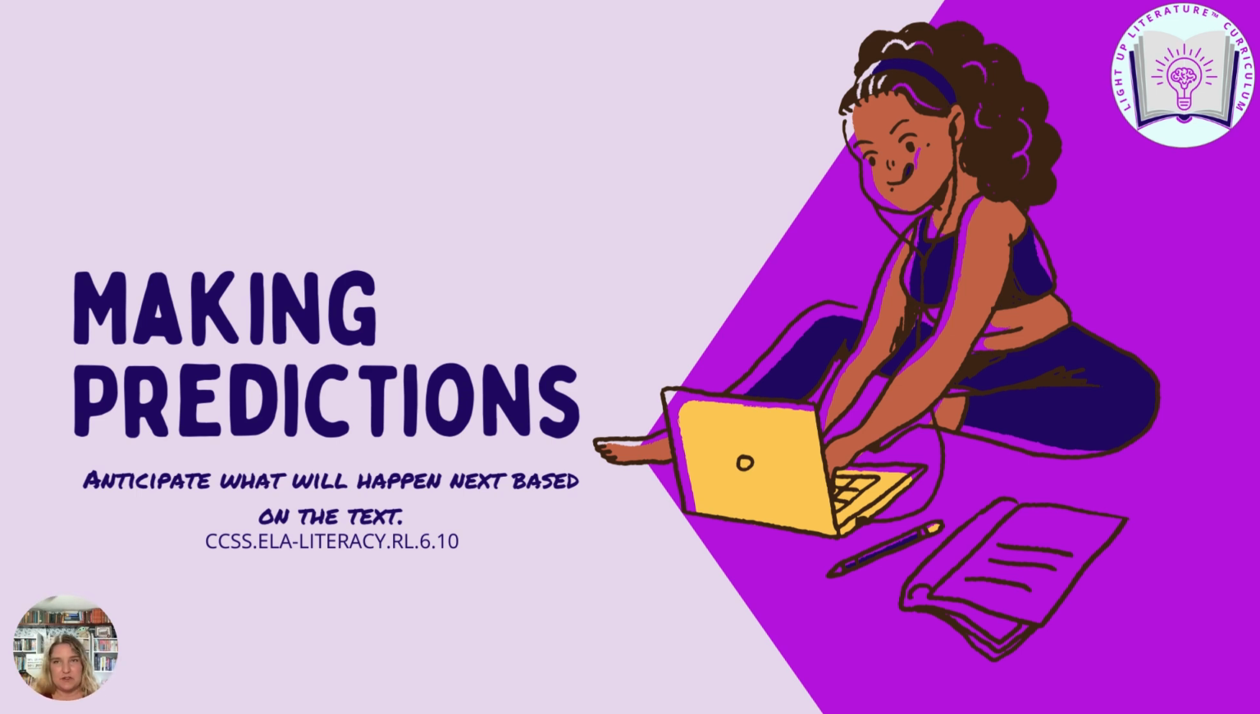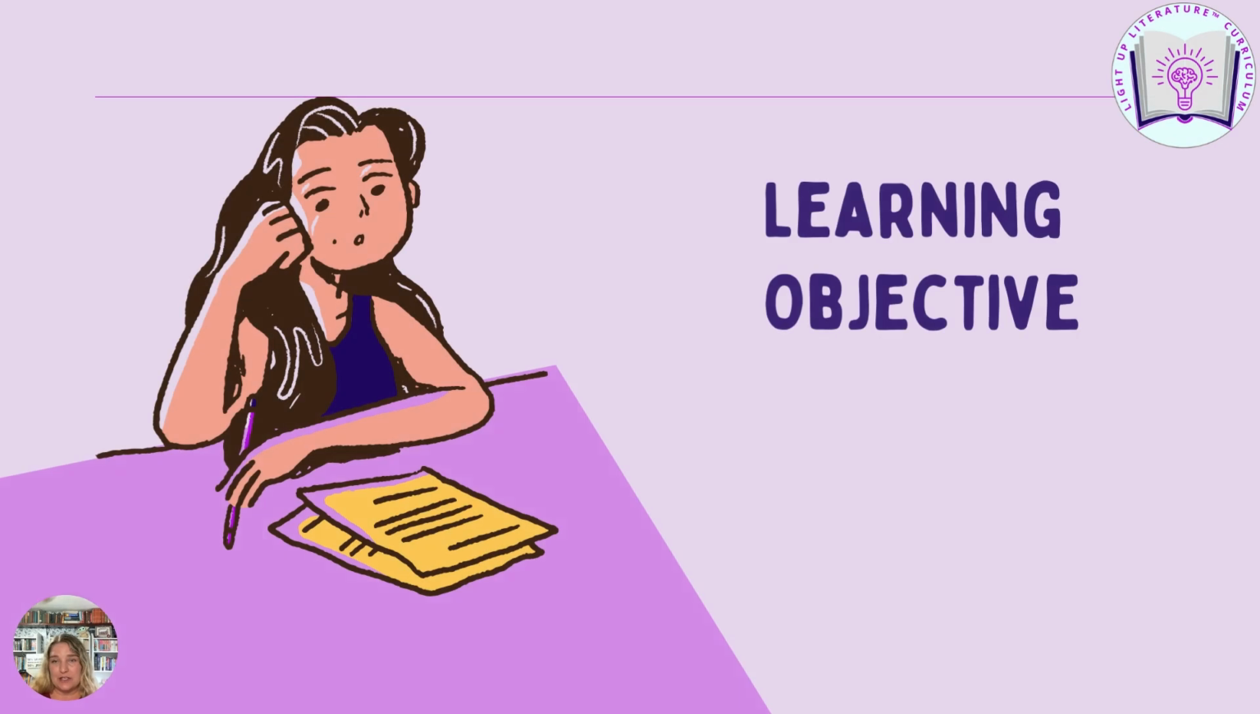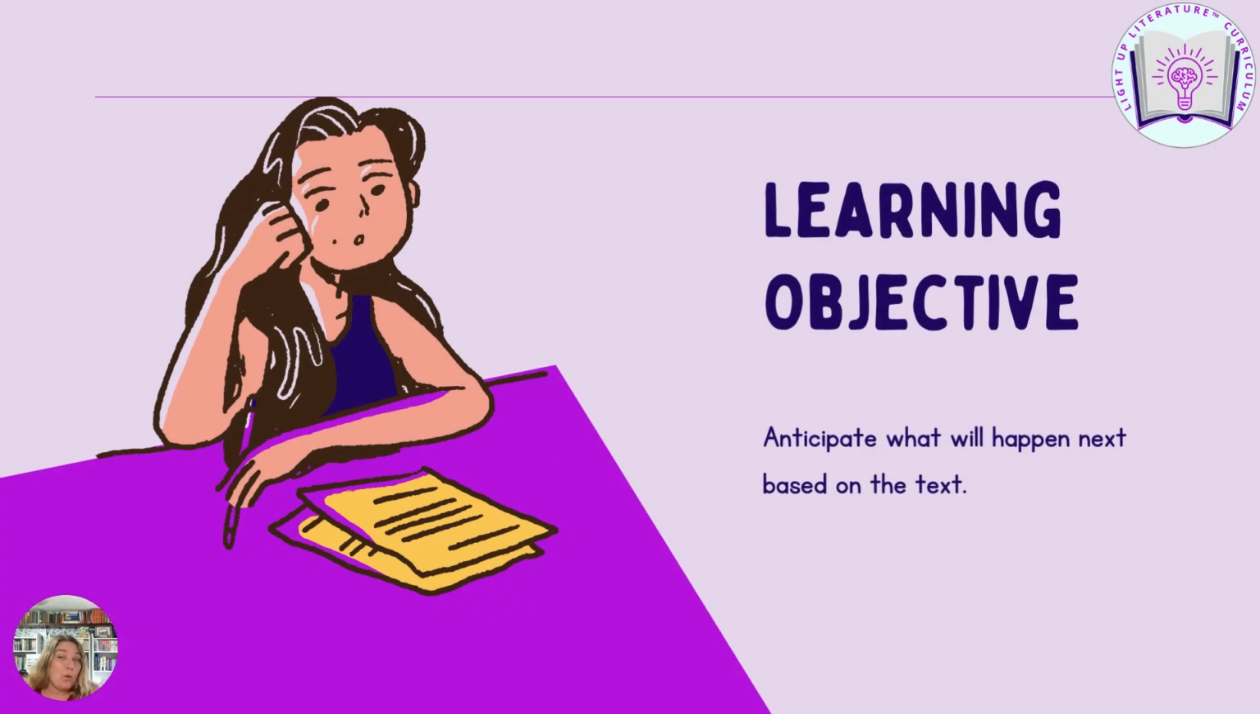Making predictions is what we are going to be talking about today. We're going to go over what to look for to make predictions, and then we're going to have 3 practices at the end so that we can practice making predictions. Our learning objective is to anticipate what will happen next based on the text.